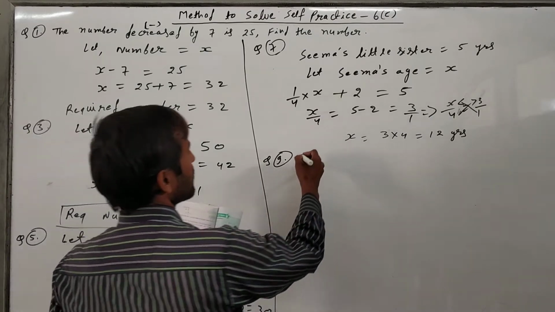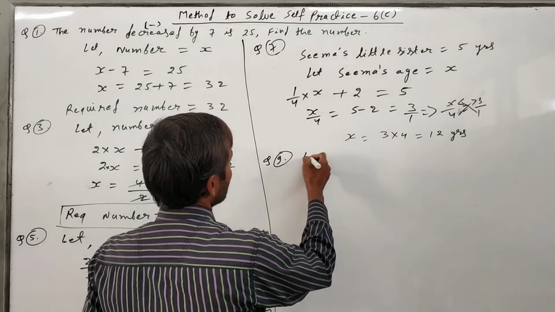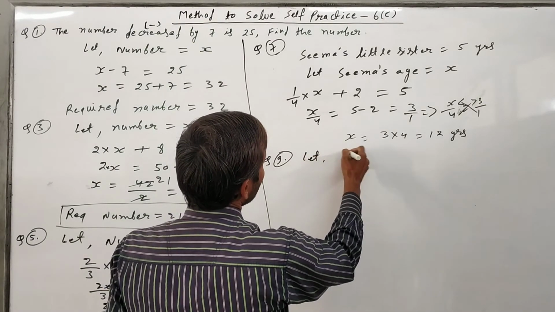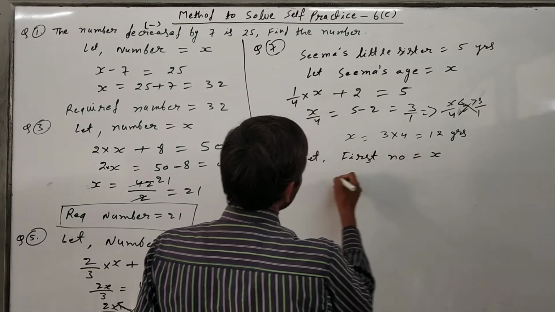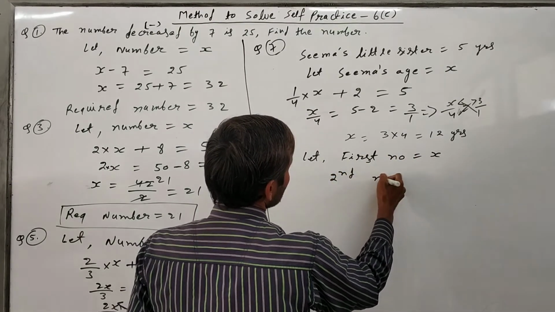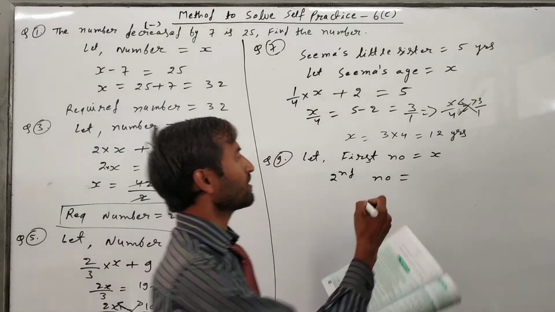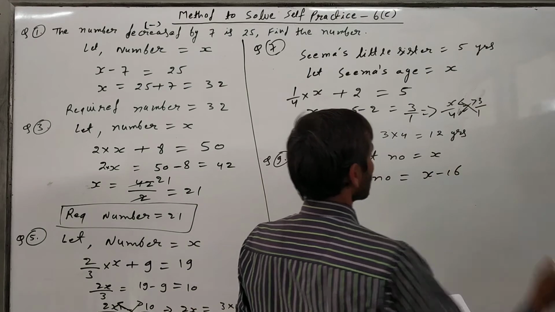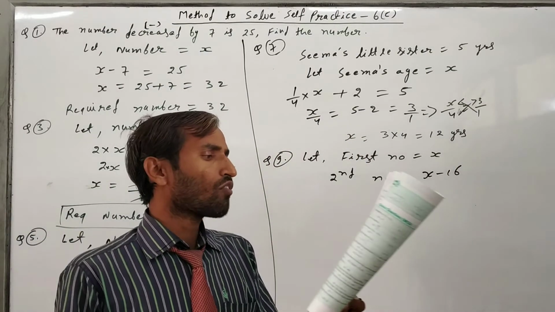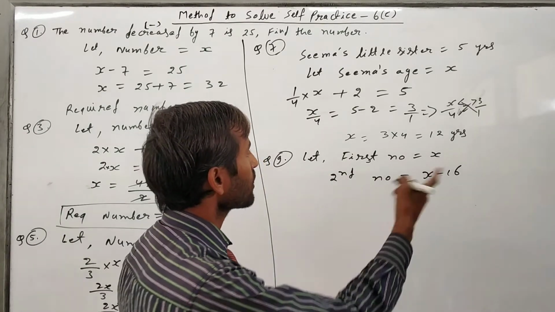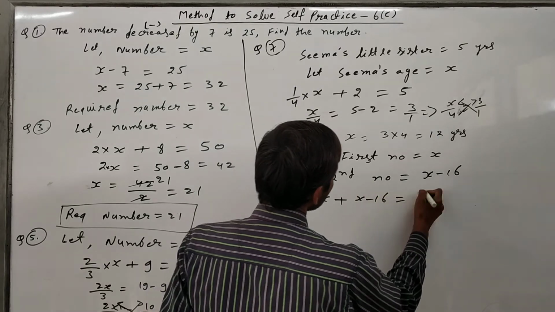First of all, suppose the first number is equal to x. Then what is the second number? The question says 16 less than the first, which means x minus 16. Now we have to add both the numbers, and it will be equal to 64. So x plus x minus 16 is equal to 64.